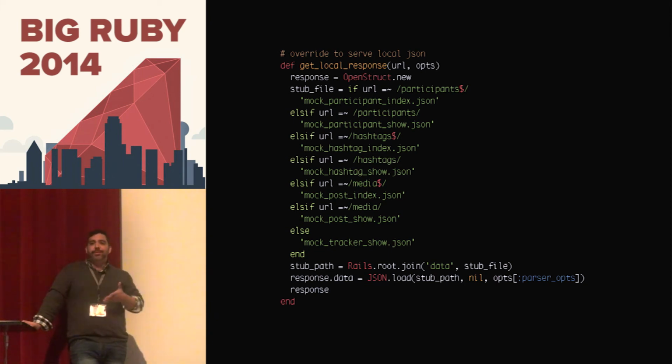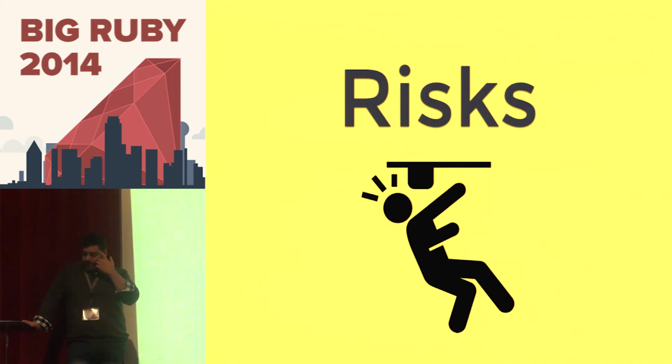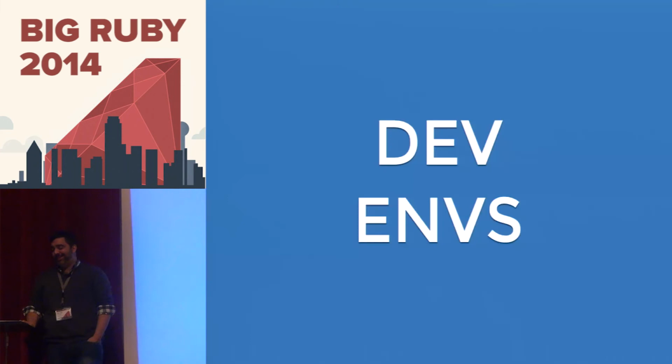So now we've got a service up and running. We have a client written. They're talking. They're happy. Everyone's wonderful. So what are the risks of building out a system like this? There's a lot of them.